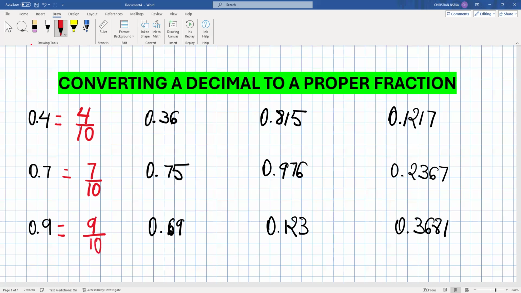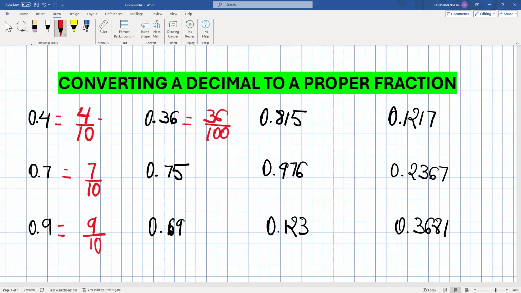All right. Let's do 0.36. So you will have 36. All right. How many decimal places do you have? I got 2. I got 3 and 6. So I'm going to put a 1 and two 0s. That's it. And then do not forget to simplify if you have to simplify.